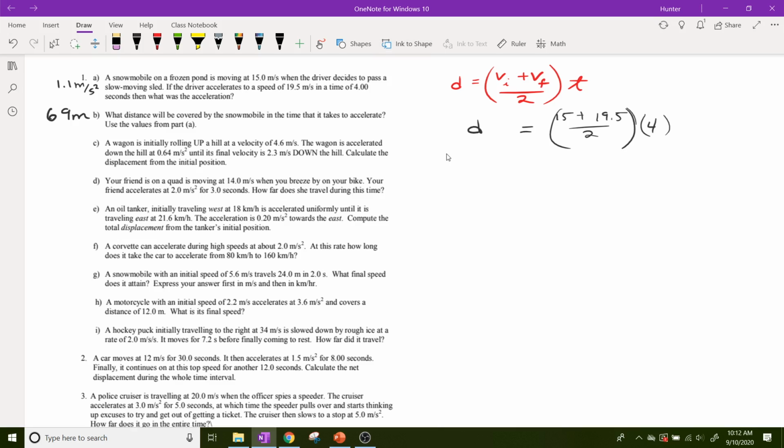69 meters. Part C. Oh, this is like a completely different one. Did they just change it completely? Yeah, it's not even really related to the snowmobile part anymore. So it looks like this is a completely different one. A wagon is initially moving up a hill with a velocity of 4 meters per second. The wagon is accelerated down the hill at 0.64 meters per second squared until its final velocity is 2.3 meters per second down the hill. Calculate the displacement from the initial position.